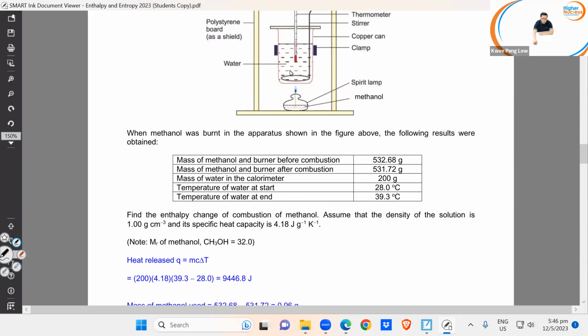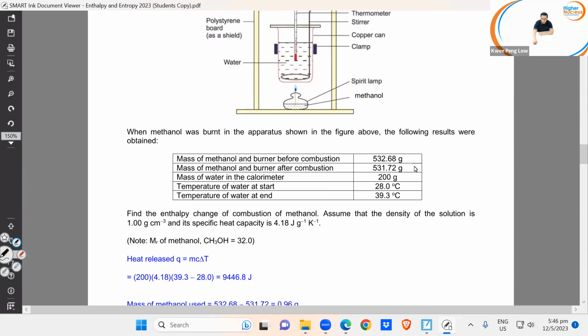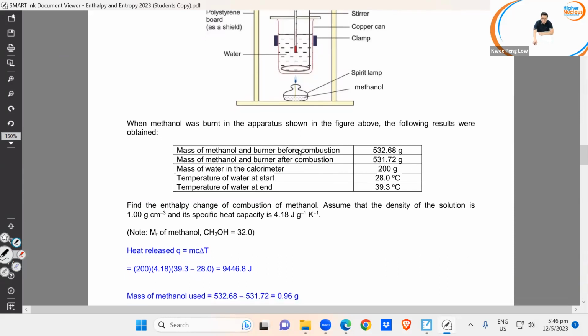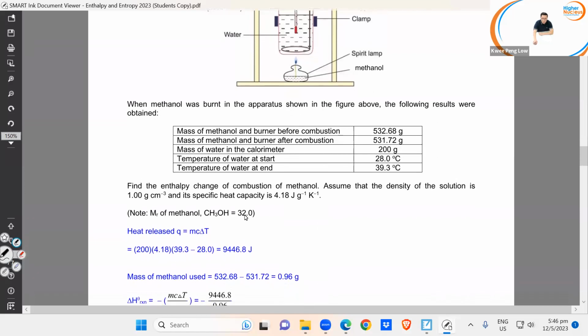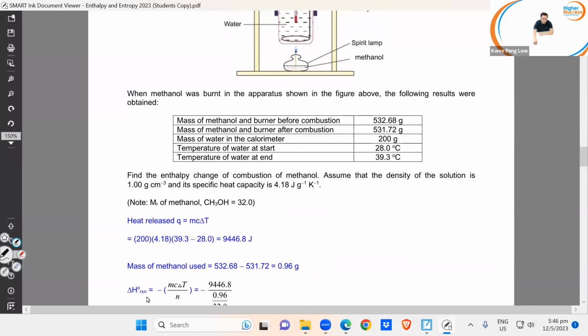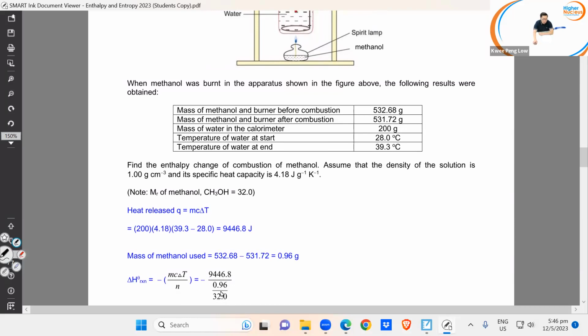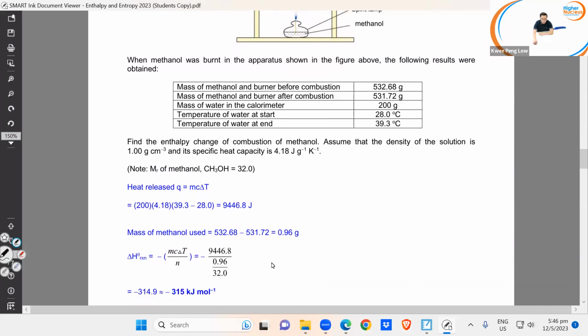Now, if water is being heated up, your methanol must be the limiting reagent because you're burning up methanol to produce heat. So I'm going to find the mass of methanol used first. I just take the mass of the methanol before and after combustion. I know the mass, I divide by the M out of 32. So this will give me the number of moles of methanol. I call my second formula, delta H is minus Q over N. I know Q, I know my number of moles of methanol, I put it in, and I'll be able to get minus 315 kilojoules per mole.